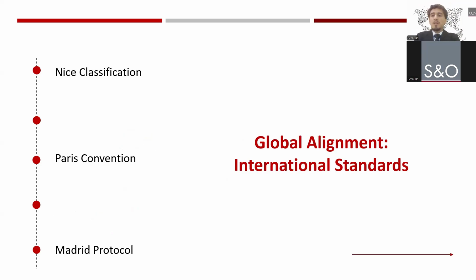Azerbaijan is a member of the international conventions about trademarks and other IP rights, of course. As we talked before, Azerbaijan is a member of the NICE classification, later the Paris Convention, and also the Madrid Protocol. These three treaties are important in the field of trademark registration and trademark protection, and they give foreign entrepreneurs trust in Azerbaijan, as a member of the international treaties, that it will provide international level protection to their trademarks.